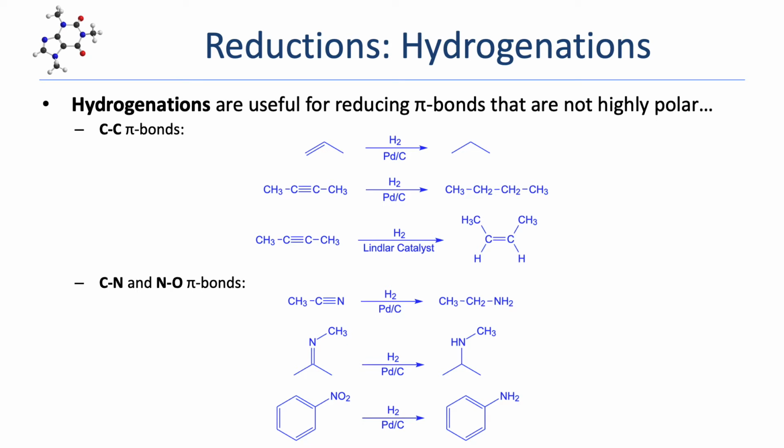The first subcategory are hydrogenations. Hydrogenation is literally adding hydrogen, H2, across a pi bond. Hydrogenations are really useful for reducing pi bonds that are not highly polar. So in my first examples here, we're looking at carbon-carbon pi bonds, and that means alkenes and alkynes. In the first reaction, we have an alkene reacting with hydrogen gas and a catalyst, palladium, specifically palladium absorbed onto carbon. Now, if you've never seen an organic reaction before, this may look kind of strange to you.